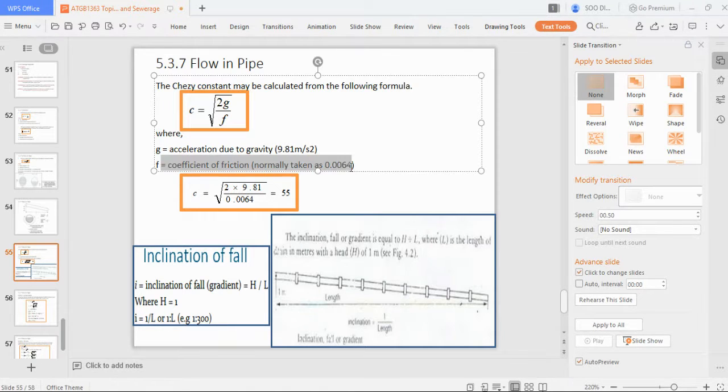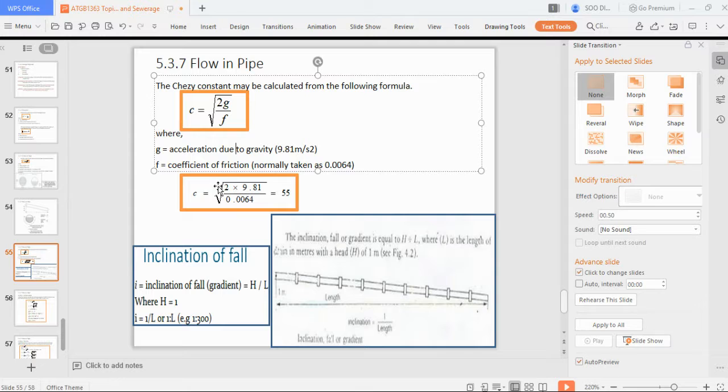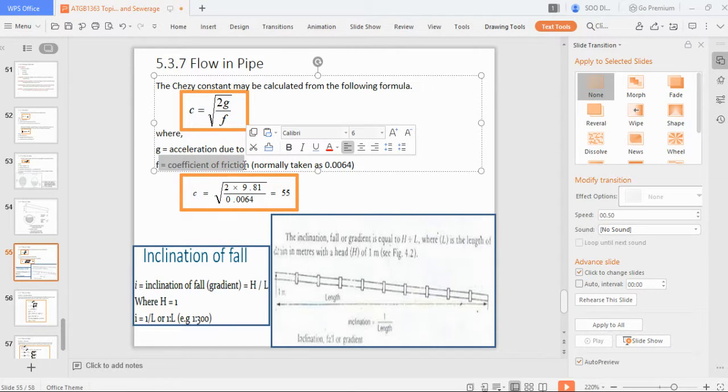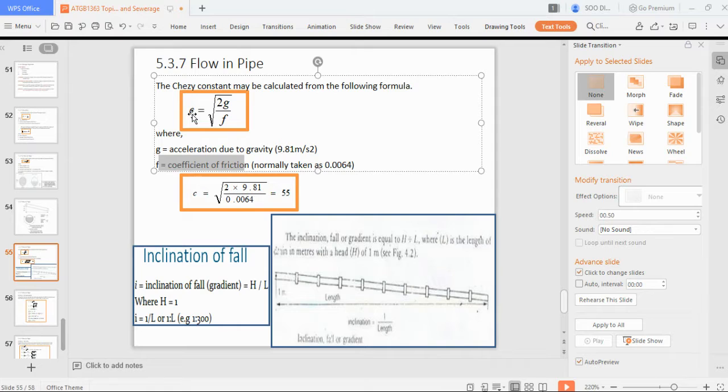So in a normal question, if it's not mentioned, usually f will have to be given for you to find the Chezy constant, or the question itself will give you the value for your Chezy constant, which is 55. So this 55 is obtained through a coefficient of friction of 0.0064. So you get C equal to 55 based on this formula.